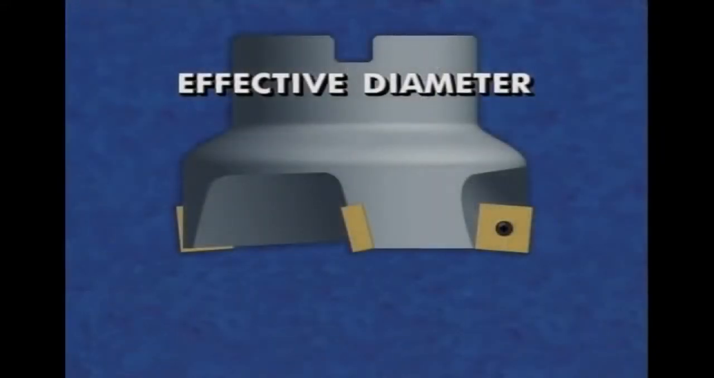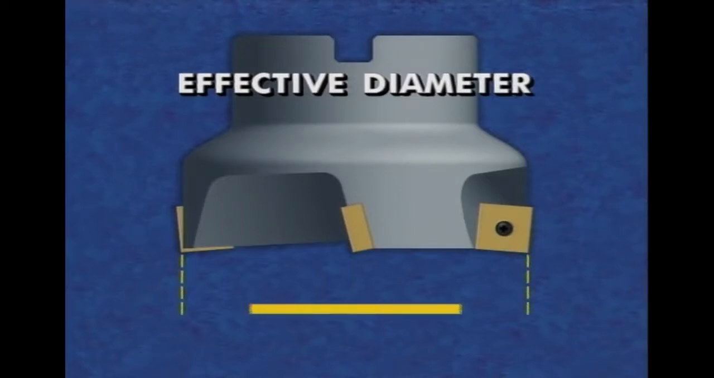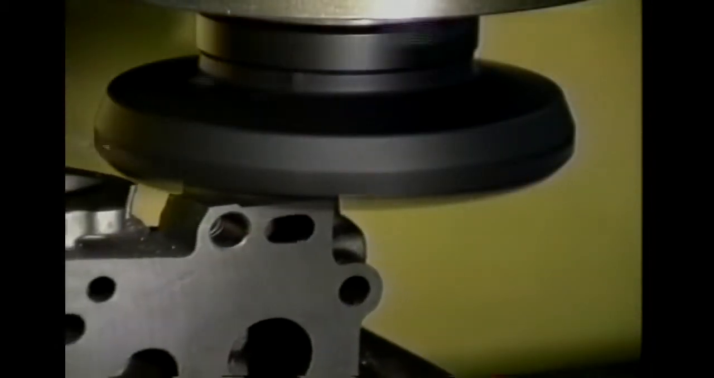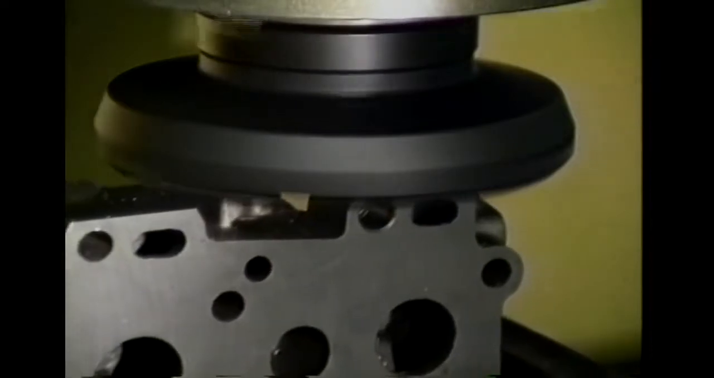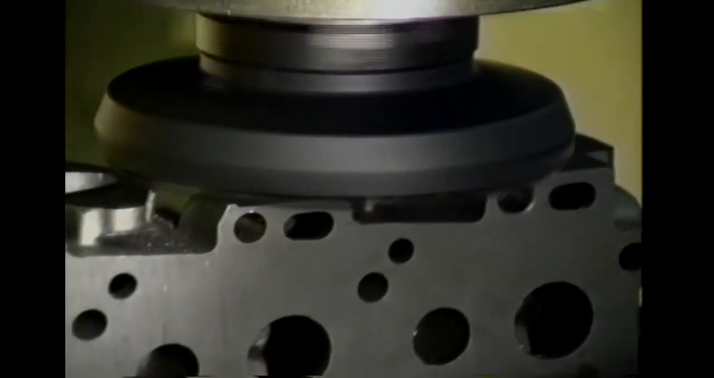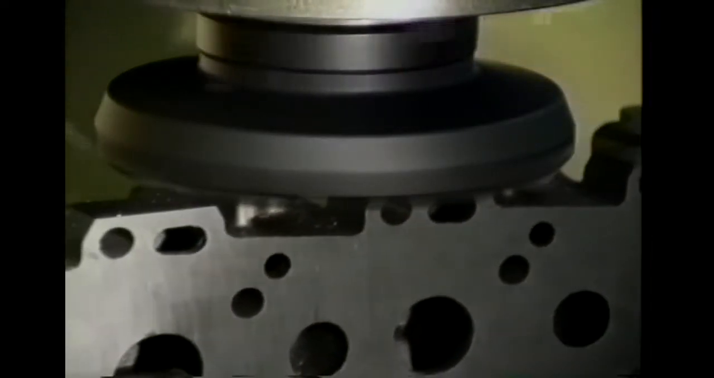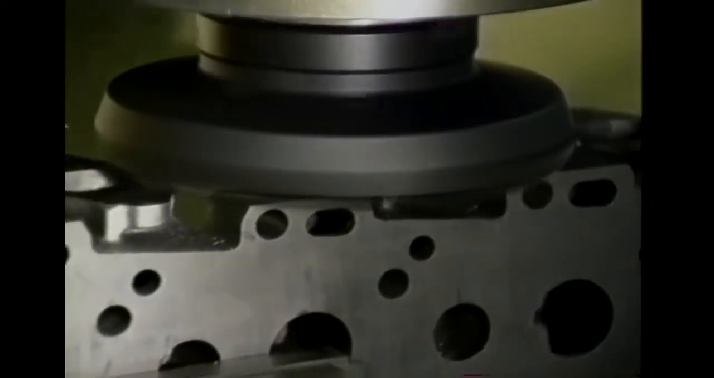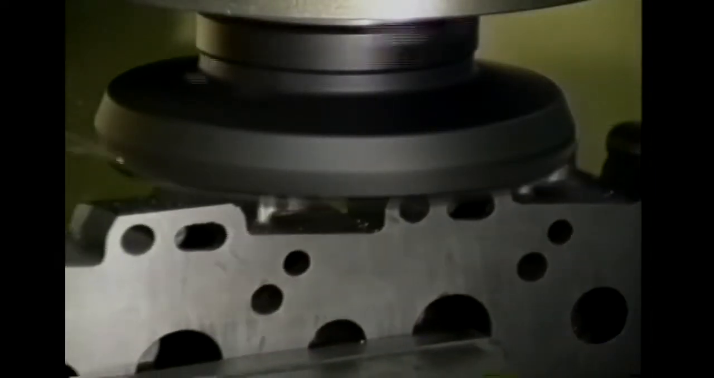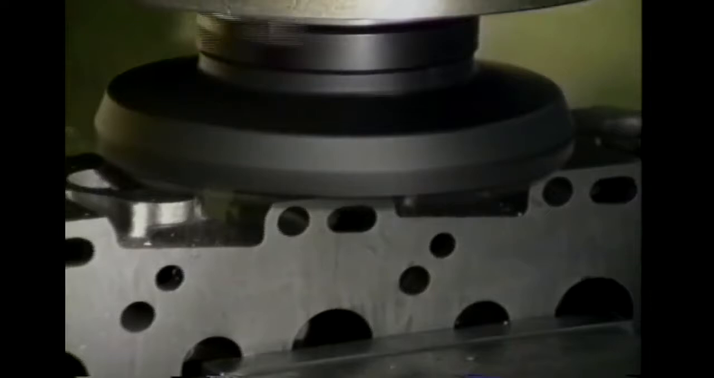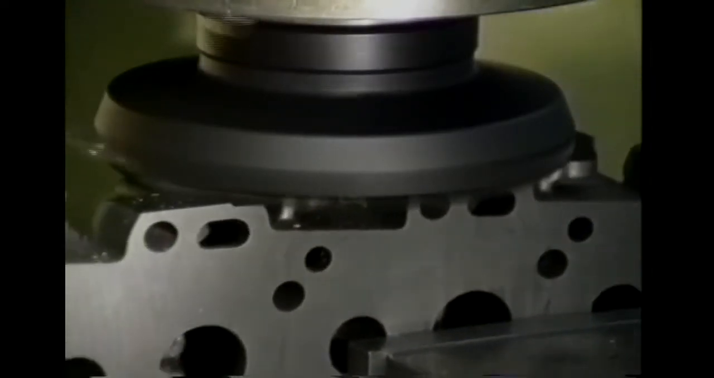The effective diameter is measured from the highest point on an insert on one side to the highest point on the insert on the opposite side. For proper positioning, the face milling cutter's effective diameter should be about 1.5 times the width of the cut desired. This allows 1/4 to 1/3 of the cutter to overhang the edges of the workpiece, providing optimal chip formation.